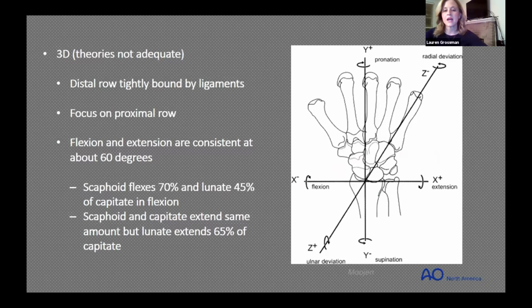And what they found is that flexion and extension are really consistent at about 60 degrees. So when you flex your wrist at 60 degrees, your scaphoid flexes 70% of your capitate and your lunate 45% of your capitate. And in extension, your scaphoid and capitate extend the same amount, but your lunate only extends about 65% of the capitate. And this just shows how these bones and ligaments and everything else are quite interconnected.